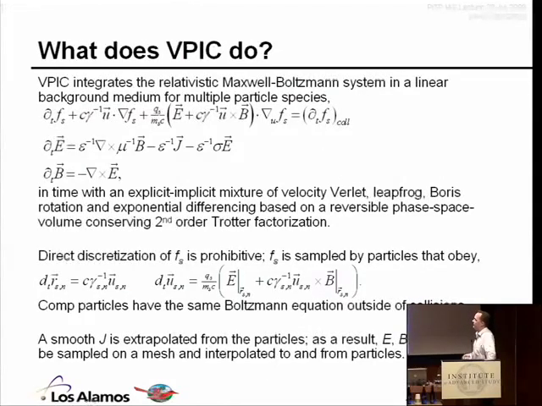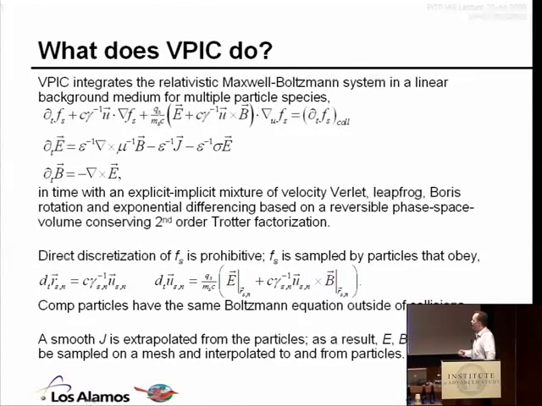So what does VPIC do? Well, VPIC integrates the relativistic Maxwell-Boltzmann system in a linear background medium for multiple particle species. So up here we have the Boltzmann equation, here we have the Maxwell equations. It uses an explicit-implicit mixture of velocity Verlet, leapfrog, Boris rotation, and exponential differencing that is based on a reversible, phase-space-volume-conserving, second-order Trotter factorization.